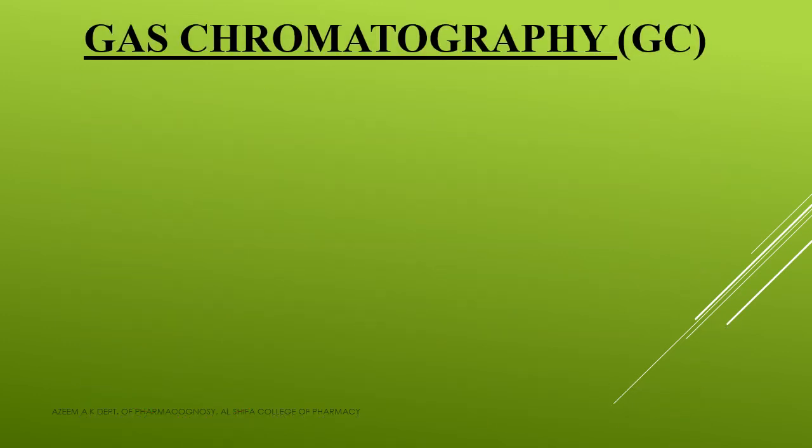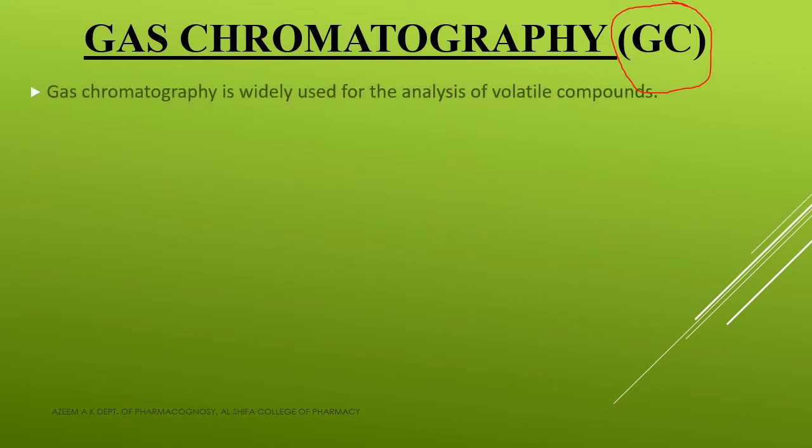We can see the next and last type of chromatographic technique, that is gas chromatography. So here this gas chromatography can be abbreviated as GC, gas chromatography. Clear? So this gas chromatography is mainly or widely used for the analysis of volatile components.